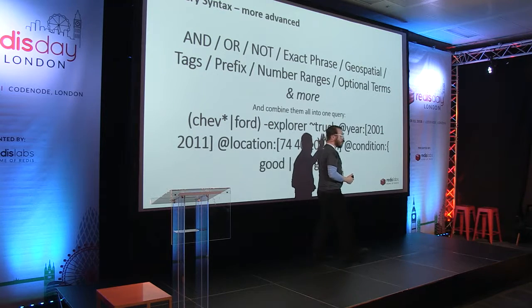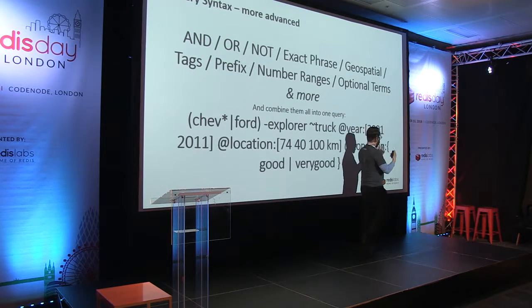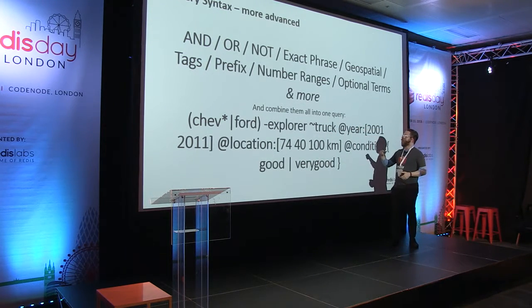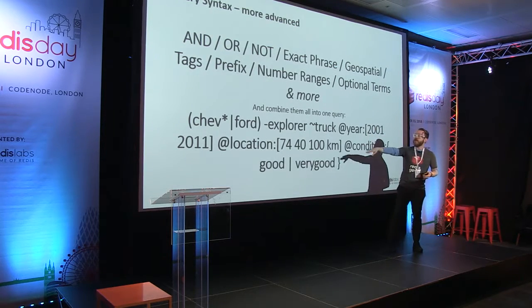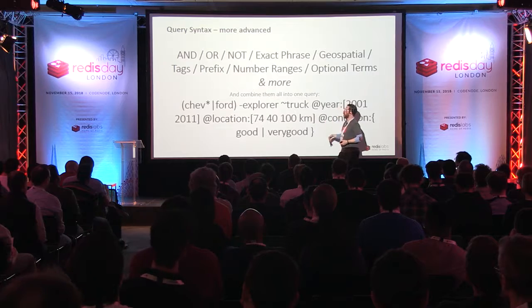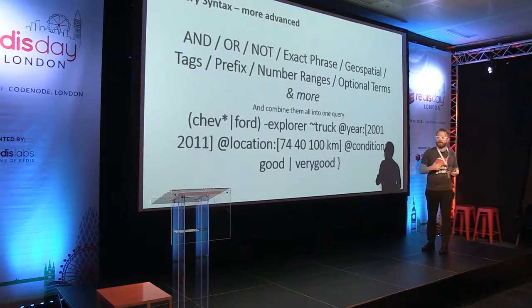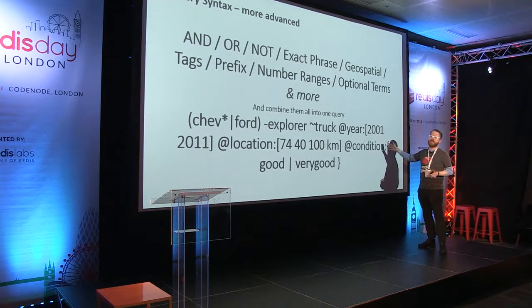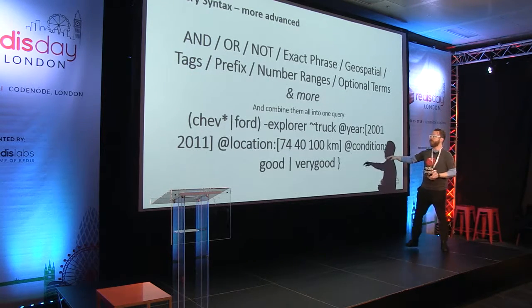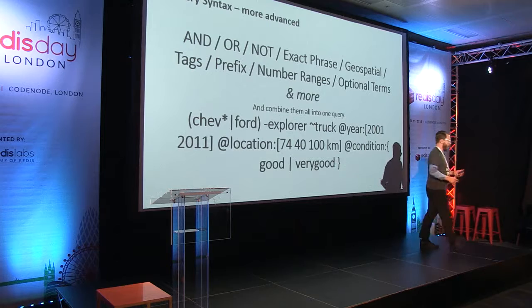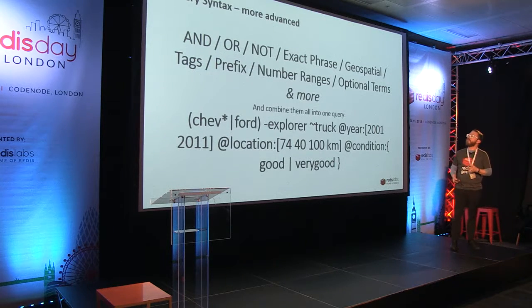Optionally, we want it to be a truck. So if it's a truck, it will go up in the results rather than be at the bottom. We want between year 2001 and 2011, so that's a numeric range. The location is 7440 within 100 kilometers, so 100 kilometers from New York City. And we support all the miles and inches and that sort of thing. And the condition, this is a tag, so condition equals good or very good. So that's a valid but fairly complex query.